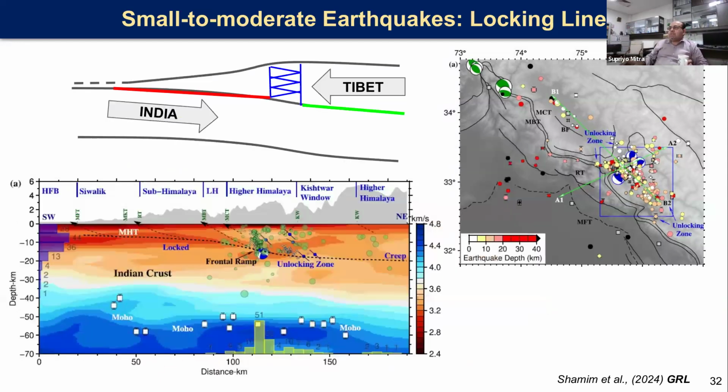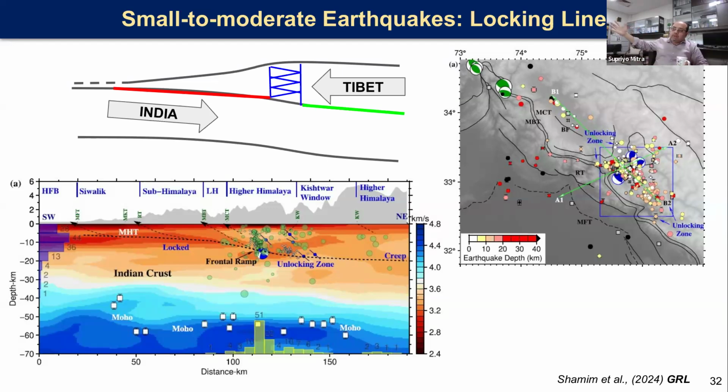The reason why this happens is explained by this cartoon on top. Think of Tibet pushing over India, and the boundary over which this is pushing is marked as green, gray, and red. As Tibet pushes over India, where the boundary is at a greater depth, because of the temperatures on that boundary, it freely creeps. Once it becomes shallower in the gray region, it starts to lock, or it's frictionally locked, and the front, which is red, is entirely locked.